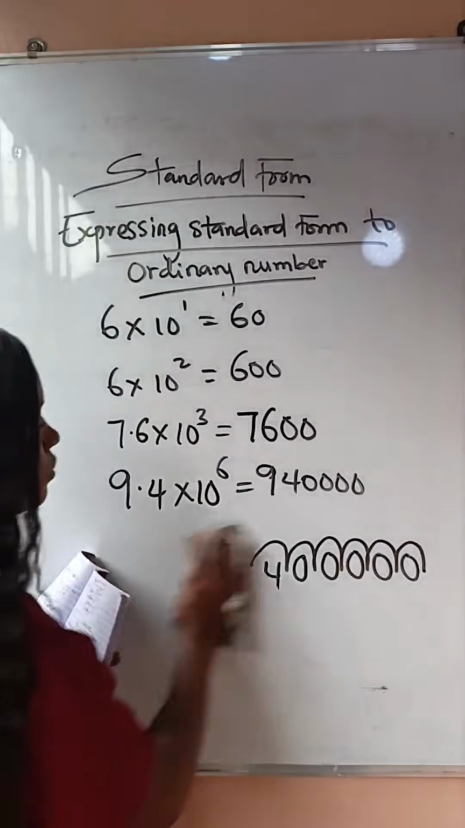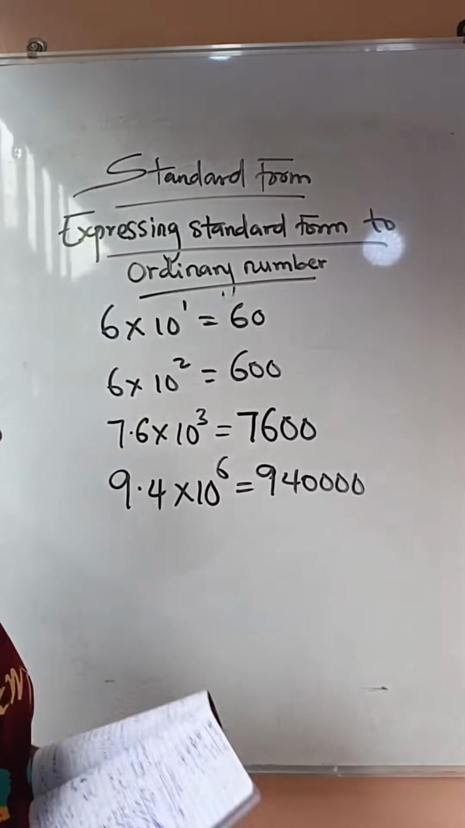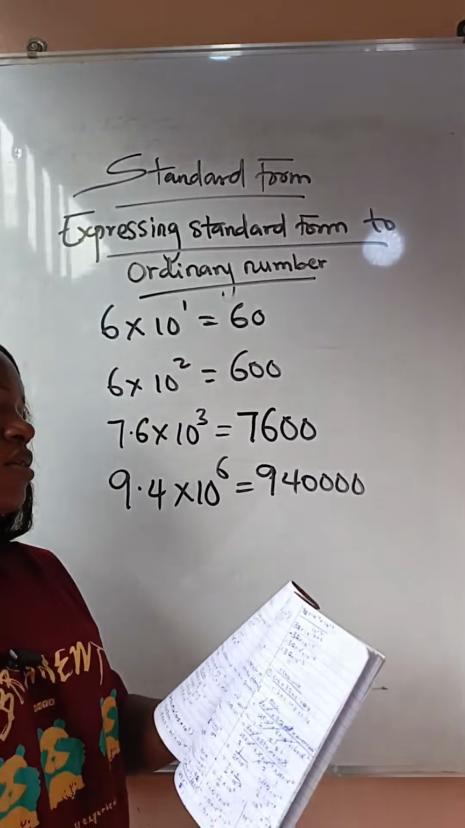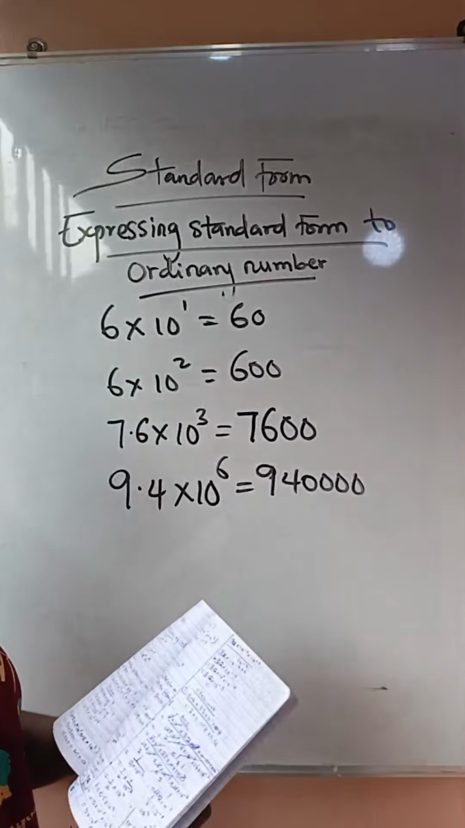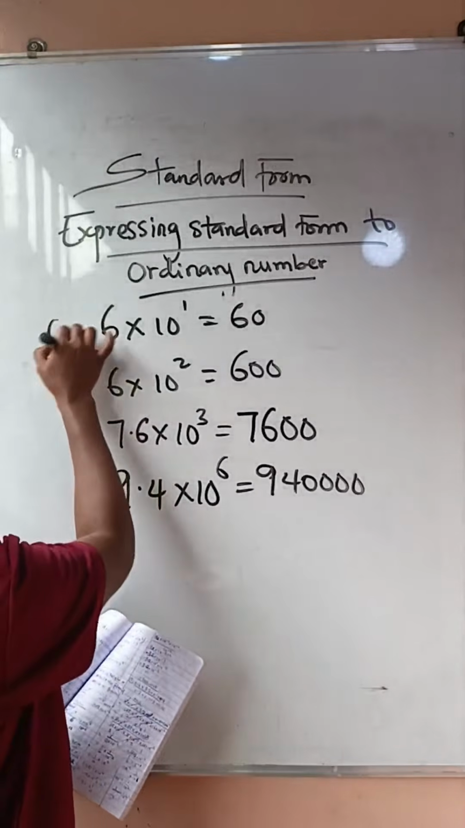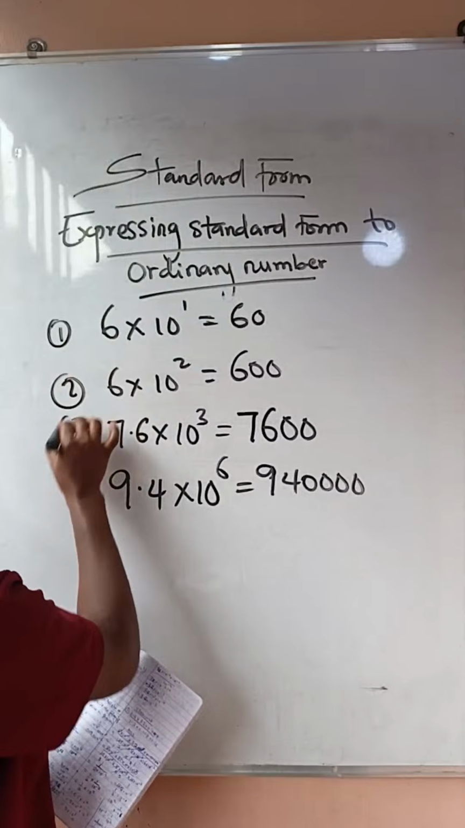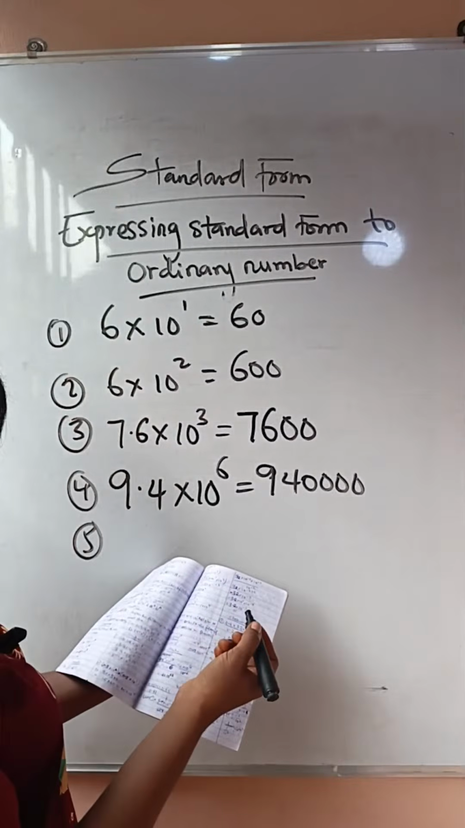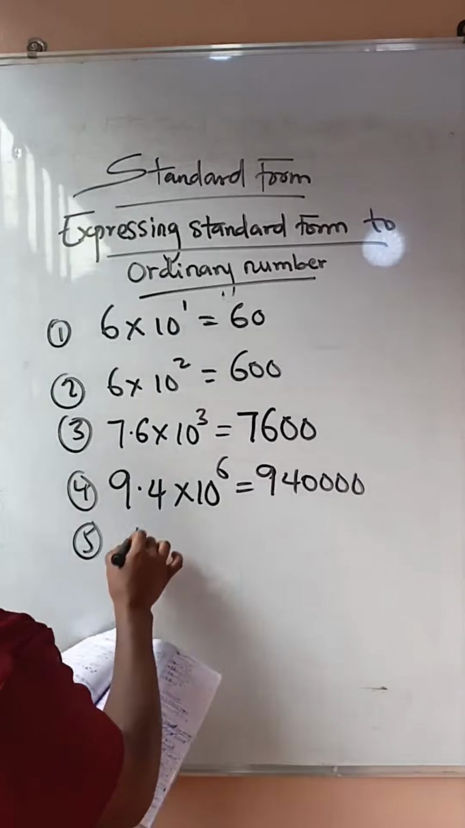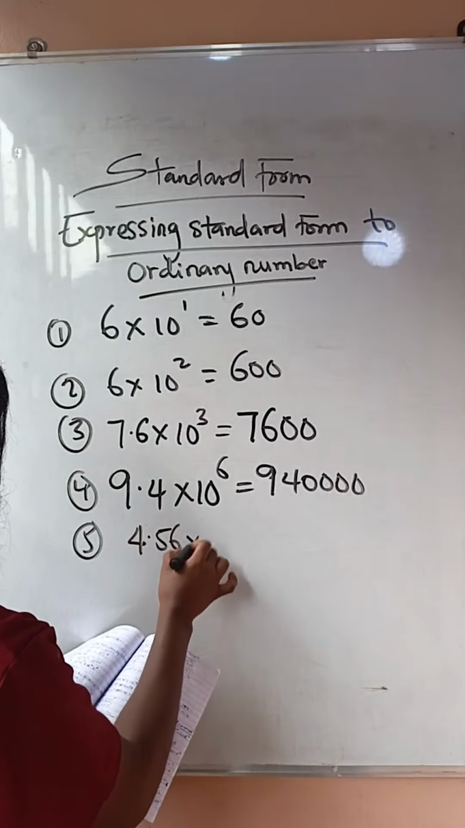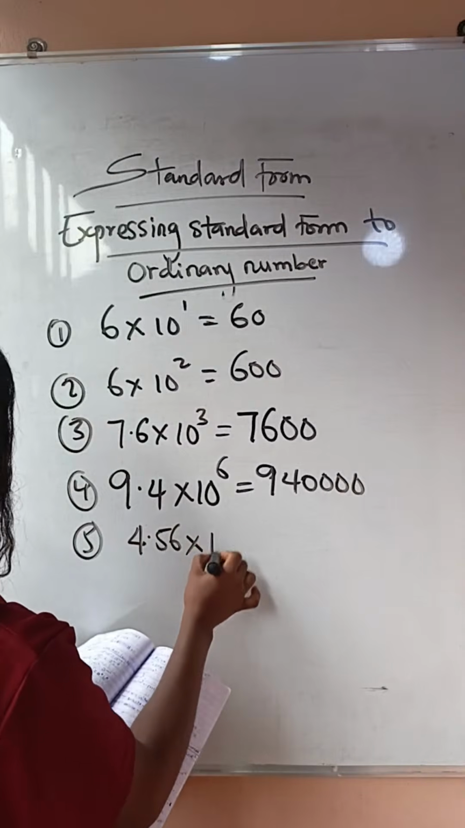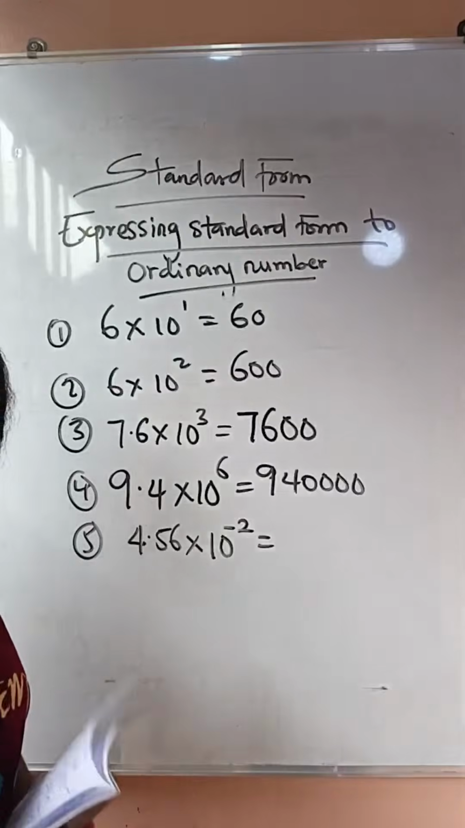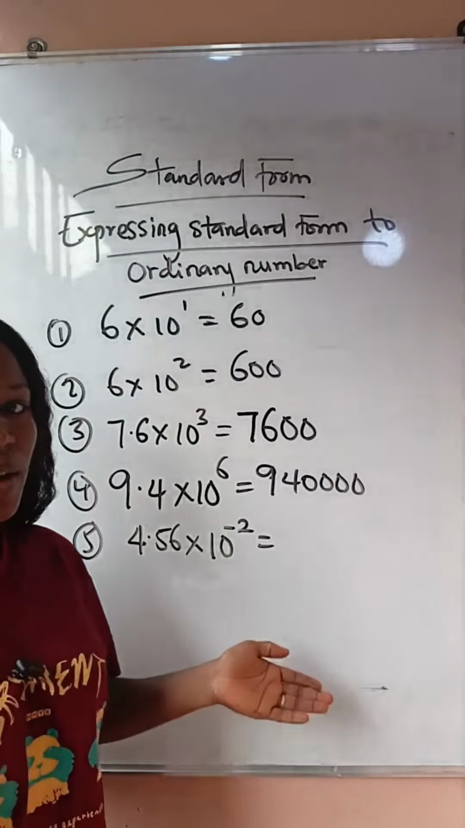Now, let's talk about decimal. How do you know that your answer is going to be decimal? For example, we have 4.56 times 10 to the power of minus 2.